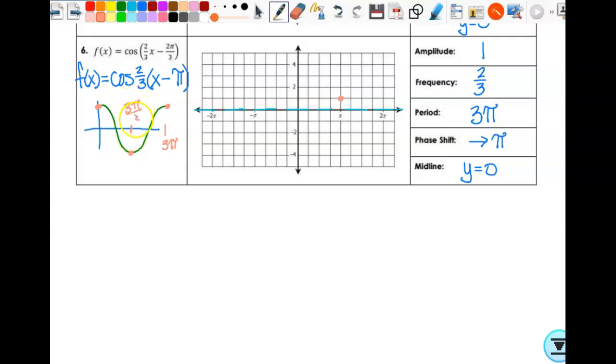So if I put my pencil on... Did you miss the bus again? Nope. So if I put my pencil at 3 pi halves right here and then move to the right pi, I'm going to be off my graph again. So I can't get that one on there either.